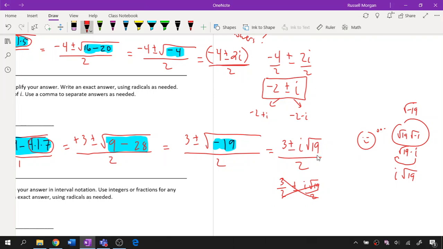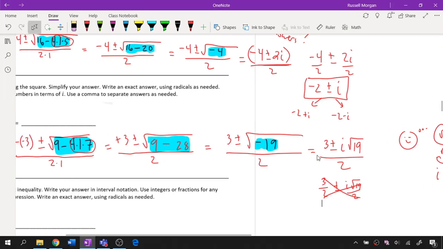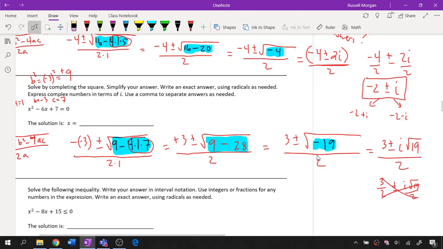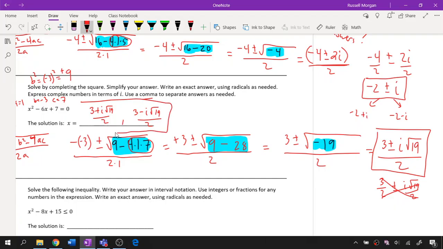Don't forget, there are really two answers there. Remember, this hinted that there could be multiple answers. So if this really is my answer, I could write it as two separate answers: 3 plus i root 19 over 2, comma, because they told me to use a comma, 3 minus i root 19 over 2. I really couldn't do much in terms of simplifying like they told me to do because there was nothing to simplify. So there we go.